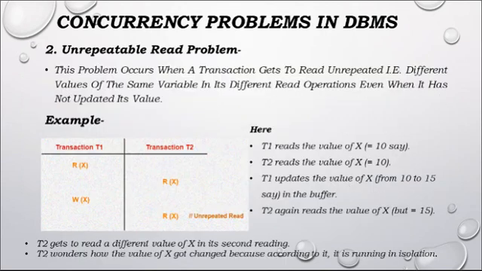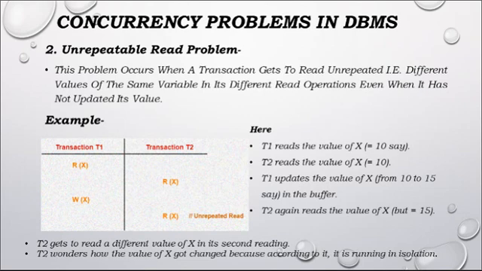Next is the unrepeatable read problem. This problem occurs when a transaction gets to read a different value of the same variable in its different read operations, even when it has not updated its value.